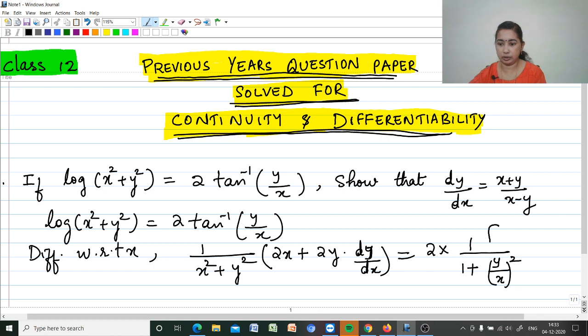into, we have to differentiate y by x by using quotient rule because y by x has numerator and denominator. So, denominator into derivative of numerator. Derivative of numerator is dy by dx minus y into derivative of denominator is 1, whole divided by x square.